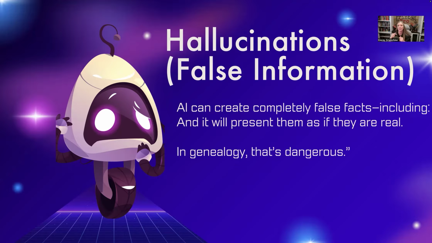So false information is going to be kind of the norm when it comes to AI. You're going to get some good information, but you're also, in some instances, going to get some bad information. It will create completely false facts. So just be aware that in genealogy, and when you're a historian and you're looking for facts specifically, that is dangerous. And so you need to double check everything.